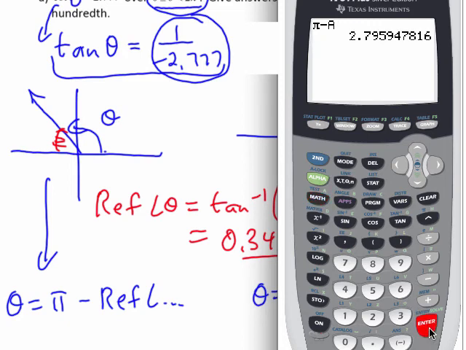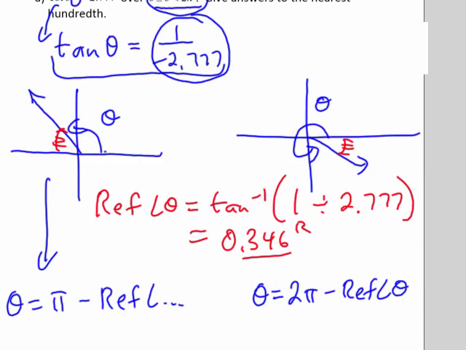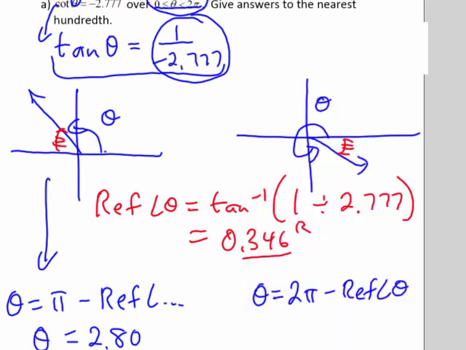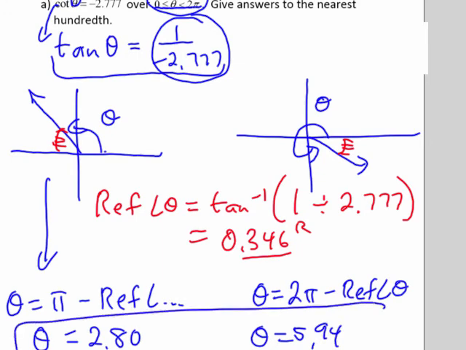The angle in quadrant 2 is 2.80 radians. And the angle in quadrant 4 is 2 pi minus the reference angle. Okay, and we got our two solutions between 0 and 2 pi radians.